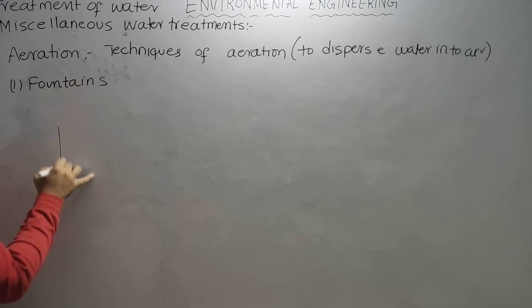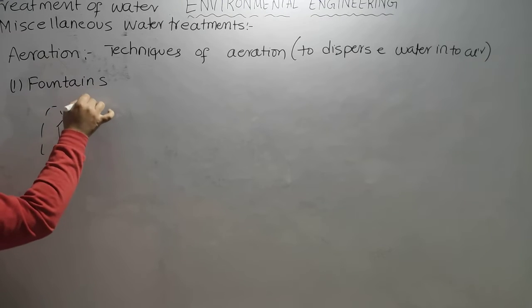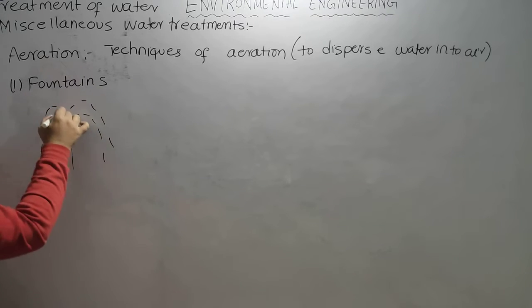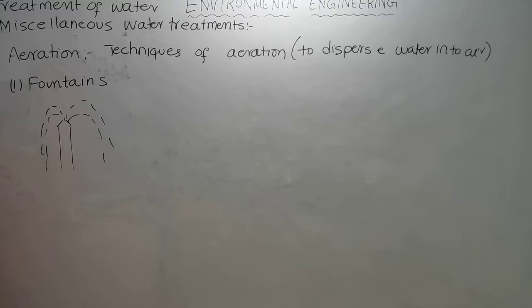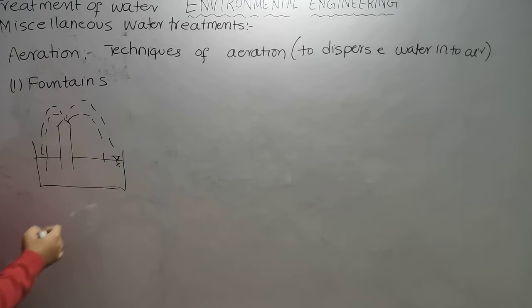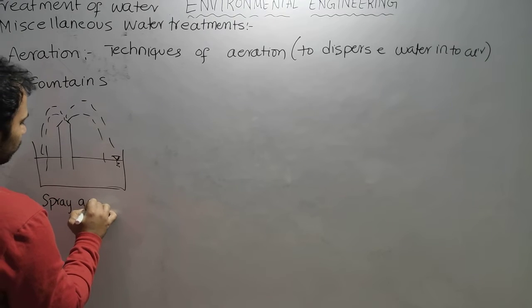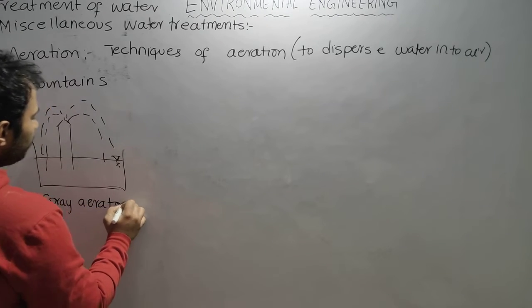So a fountain means you will have a fountain like this, from which you spray the water into the environment. This is a continuous process. Water fountains are simply fountains. It is a spray aerator.